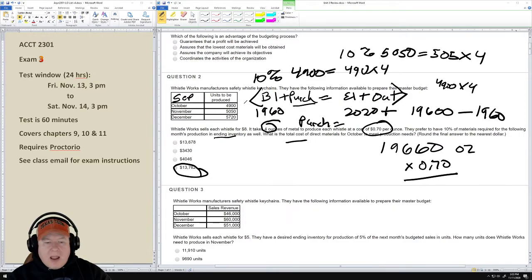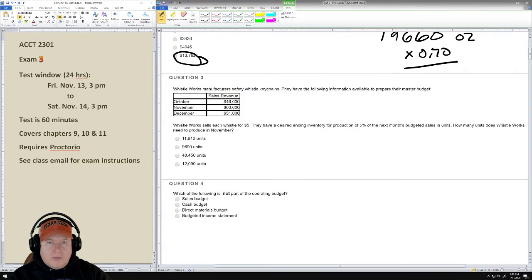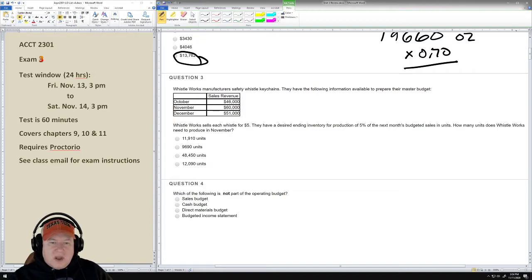Okay. So next question here. We have something very similar. Okay, this is the master budget. This is the sales revenue. I think the other one was units to be produced. So this is sales revenue. They sell whistles for $5 each. They have a desired ending inventory of production of 5%.